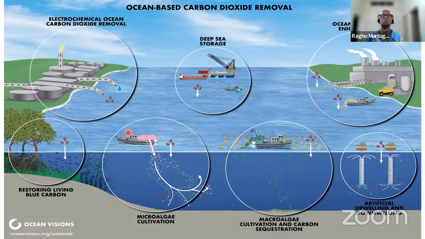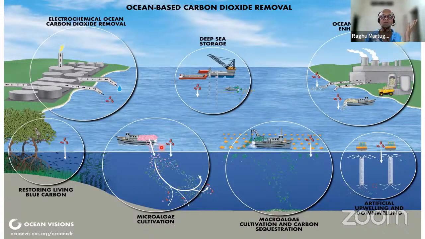It's called ocean carbon dioxide removal. So there are electrochemical processes, there are restoring living blue carbon, mangroves, seaweeds, and other things. Seaweeds, there are many experiments showing that if you feed seaweeds to cattle, their methane emission actually goes down. Seaweed is a very good source of food for many as well. So you can imagine what many co-benefits that will come out of that. Macroalgae cultivation is being pushed. Deep sea storage is, of course, a very good target. Macroalgae cultivation and carbon sequestration.